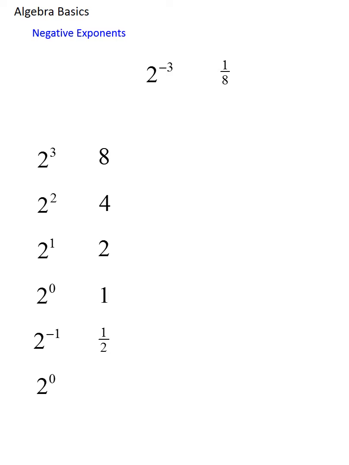And by the same logic, if I decrease the exponent by 1 again to -2, I should have half of my previous answer, half of a half being 1/4. And if I decrease my exponent by 1 again, bringing it to -3, then my result should be half of the previous result, or half of 1/4, which is 1/8. And this is the logic that mathematicians used when they decided how to deal with negative exponents.